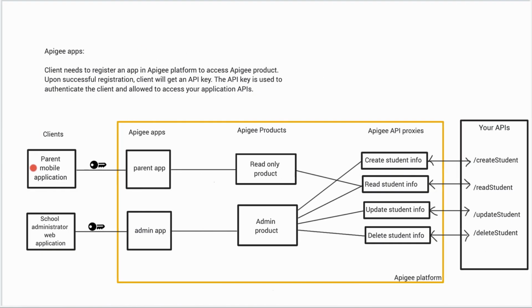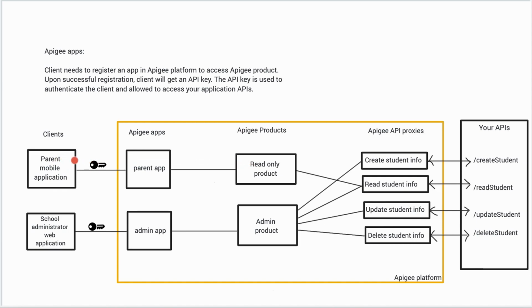So over here we have the same example. Here this is the actual implementation of our API, and these are the Apigee API proxies that are directly talking to our implementation. And over here, as we discussed in the previous slide, we have grouped the read API proxy into one product, and all the API proxies into the admin product. Now we should be able to expose this product to the parent mobile application.